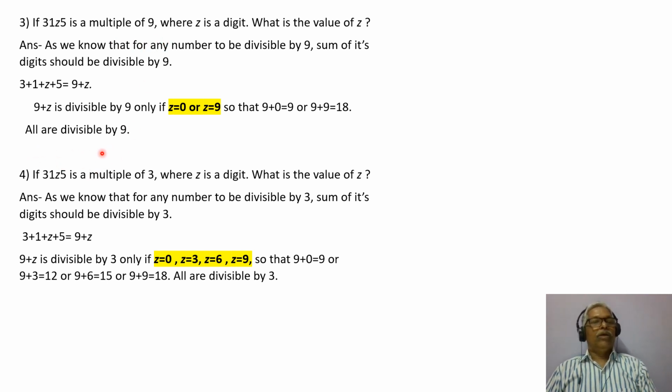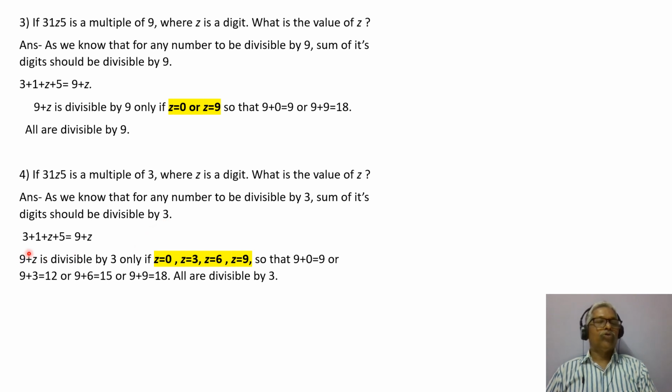Okay. So next one, fourth one, we have taken the same number. See the fun of this. If 31Z5 is a multiple of 3, that is, this is divisible by 3, he has already given this, then where Z is a digit, what is the value of Z? Similar. So answer, as we know that for any number to be divisible by 3, sum of its digits should be divisible by 3.